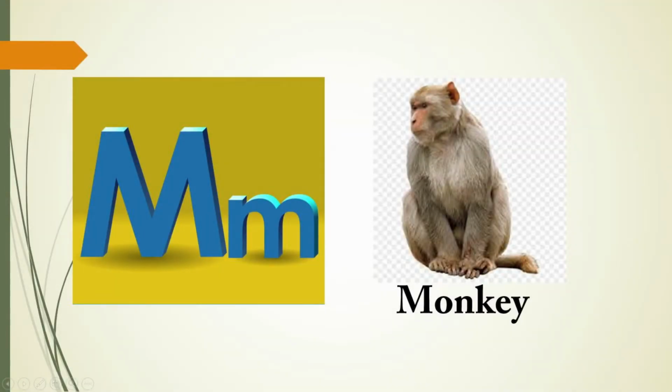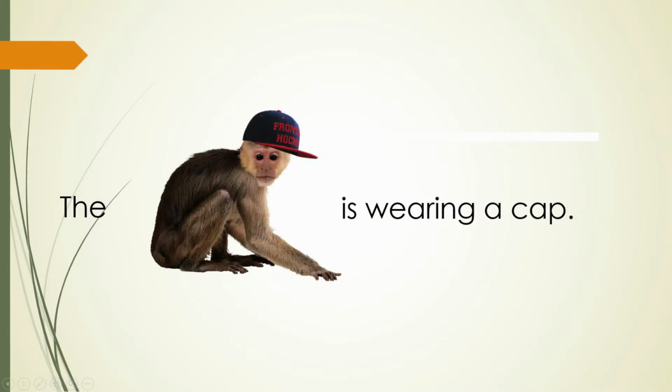This is a monkey. M for monkey. M, M, monkey. Monkeys live in trees. They jump from tree to tree. Let's see one sentence. The m, m, monkey is wearing a cap.